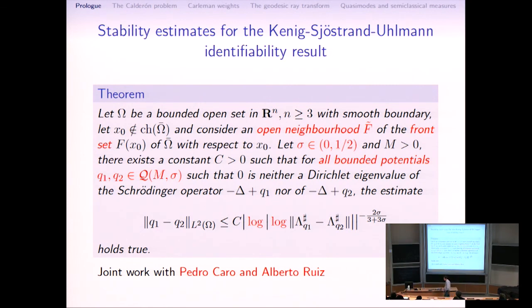of the construction which is partly done in Koenig, Sjöstrand and Uhlmann's paper. And you can actually obtain precise stability estimates for recovering the potential from the partial Dirichlet-to-Neumann map. Let me just say that here this denotes the Dirichlet-to-Neumann map measured on a small set of the boundary, and you have some log-log stability using that. This is joint work with Pedro Caro and Alberto Ruiz.